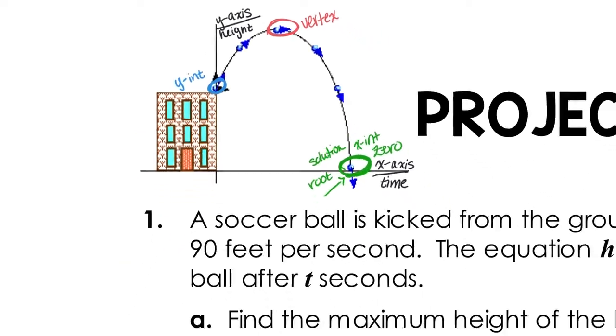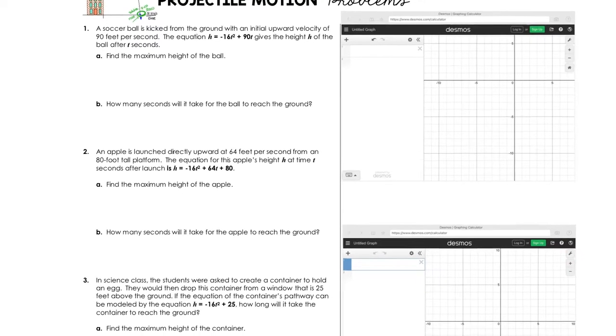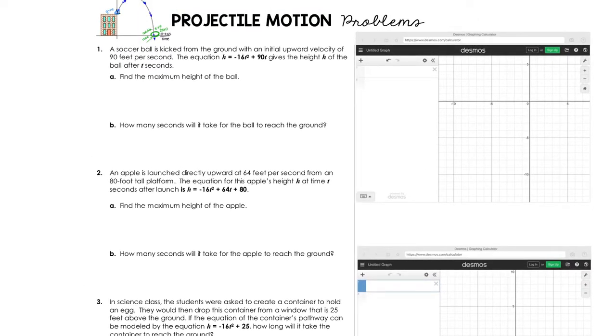So I have a couple word problems, and I also have Desmos, my graphing tool that I use instead of having to do the math by hand. So a soccer ball is kicked from the ground with an initial upward velocity of 90 feet per second. Basically what that's saying is a soccer ball was kicked really, really hard. And the equation that we're going to be using is h equals negative 16t squared plus 90t. When we're working with projectile motion, your equation is always going to be given to you, always.